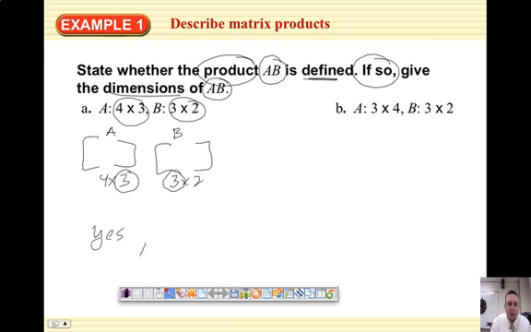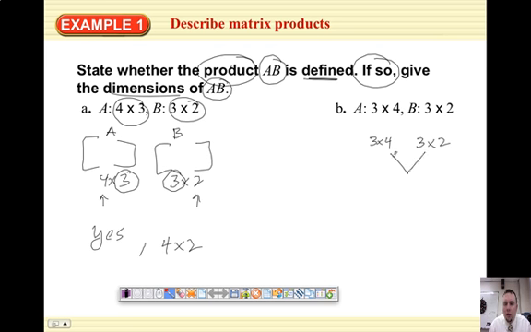If so, give the dimensions. So what are the dimensions of the answer, the product? Well, remember, that's the ends. This one and this one. So 4 by 2 are your dimensions. What about over here? What if A was a 3 by 4 and the other one was a 3 by 2? How about that one?